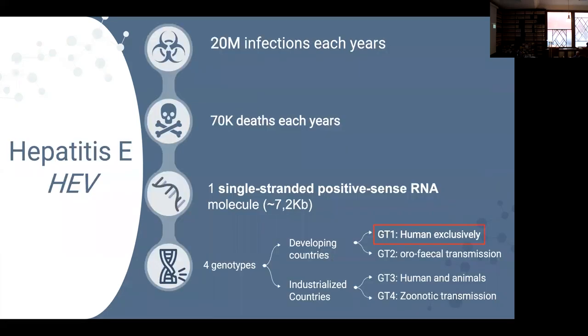There is no structure. To give a bit of background on hepatitis E, to convince you this is an important topic: it infects 20 million people every year and kills 70,000 people every year, mostly in developing countries. As I said, it's a single-stranded positive-sense RNA virus. It means that inside the capsid you just have one RNA molecule, in the right sense to be directly translated by the host cell machinery. There are four genotypes, depending on the country you are in, but I only work on genotype one because it's the one that mostly infects developing countries.